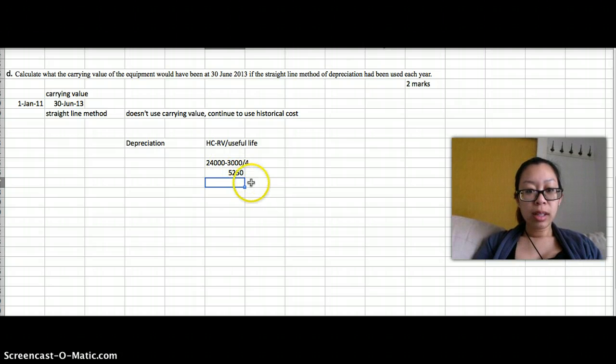And if you times that by 2.5, that's for 2.5 years. So 1 year, 2.5 years. But remember, what do they want? They want to know the carrying value. So to work out the final answer, the carrying value is what's left. So its carrying value is $24,000 minus what they've depreciated so far, and that will give you the carrying value.